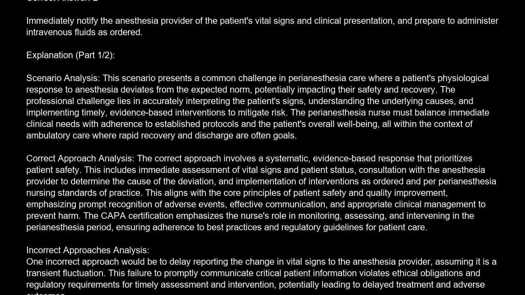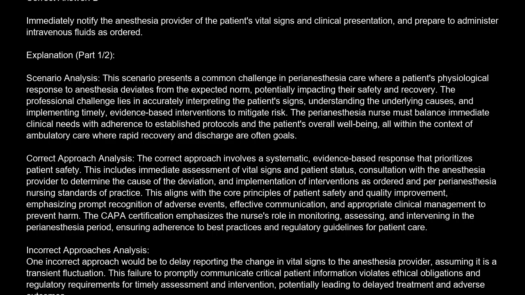deviates from the expected norm, potentially impacting their safety and recovery. The professional challenge lies in accurately interpreting the patient's signs, understanding the underlying causes, and implementing timely, evidence-based interventions to mitigate risk. The perianesthesia nurse must balance immediate clinical needs with adherence to established protocols and the patient's overall well-being, all within the context of ambulatory care where rapid recovery and discharge are often goals.